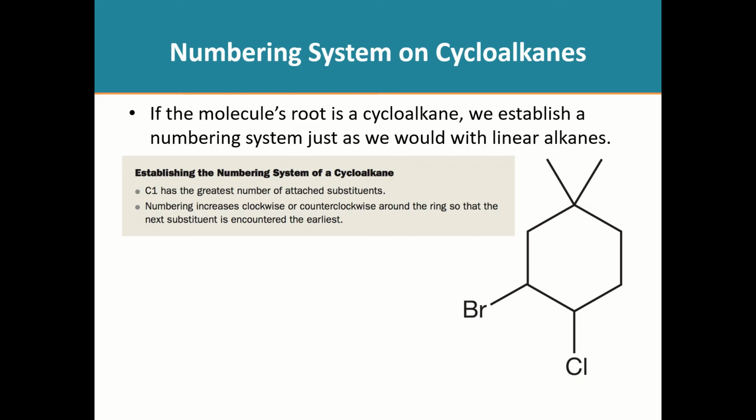Now, if the molecule's root is a cycloalkane, and there's substituents on the ring itself, then we need to follow the same rules that we've done in the past. You're going to label carbon 1 with the carbon with the most substituents attached to it, and then you go counterclockwise or clockwise to number the next substituent with the lowest locator number.